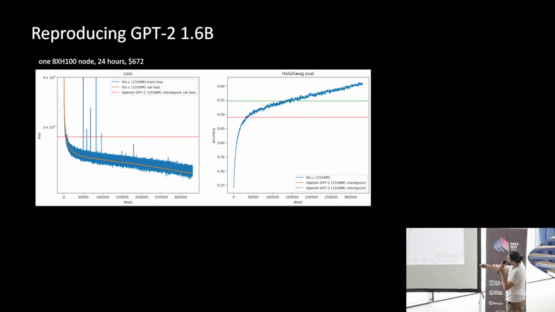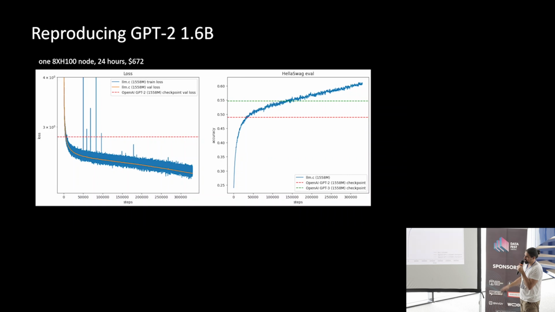So here are the results. Andrew actually ran this one: 24 hours, as I said previously, $600, one node. You can see the curves are fairly stable. Actually, we do have some instability issues, which I'll address a bit later with the muP PR I was building.